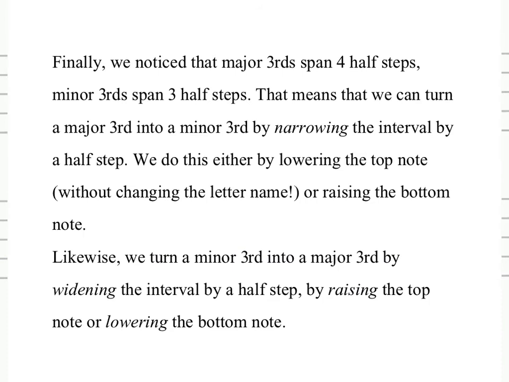And finally, we notice that major thirds span 4 half steps and minor thirds span 3 half steps. That means we can turn a major third into a minor third by narrowing the interval half a step. We can do this either by lowering the top note without changing the letter name, of course, otherwise it's not still a third, or raising the bottom note. Likewise, we can turn a minor third into a major third by widening the interval a half step, by raising the top note, or by lowering the bottom note.